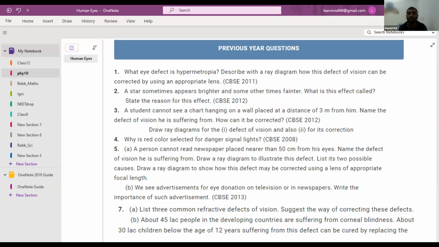So who will answer the next question? The second one. Okay, go ahead and answer the second question. The effect is called atmospheric refraction. It happens due to atmospheric refraction. Okay. So what is this phenomenon being called?